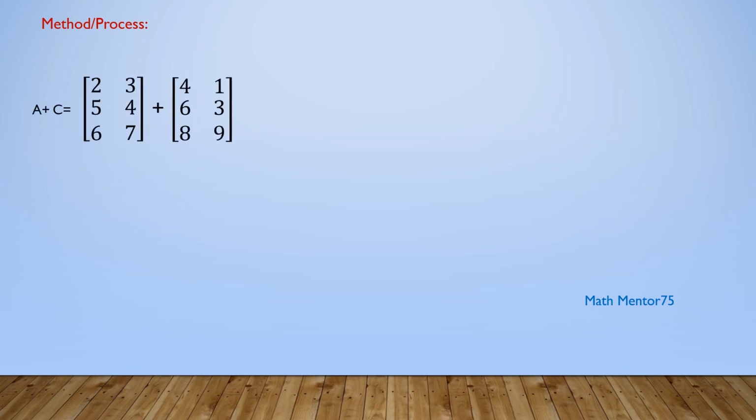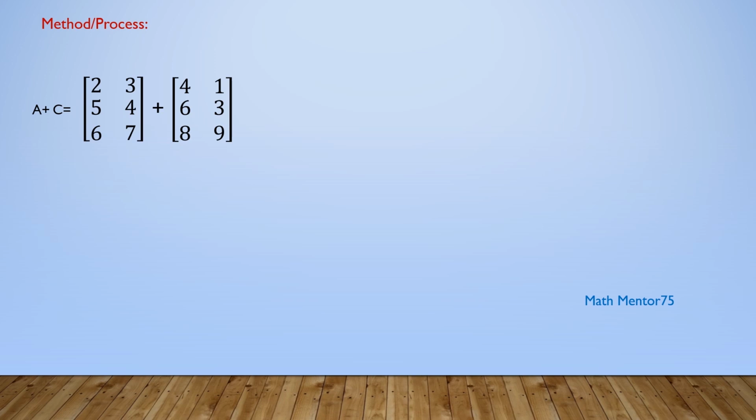Okay, what is the method or process of adding two matrices? The method is that we are going to add or subtract the corresponding elements. For instance, if we want to add A and C matrix, first of all we will see whether they have the same order or not. Yes, they have the same order, 3 rows and 2 columns.